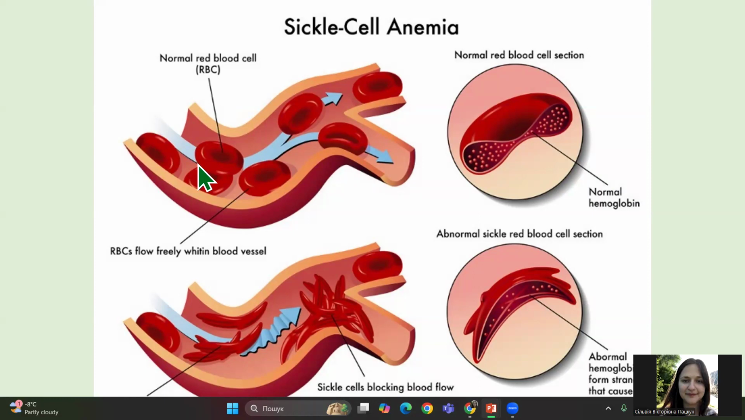So here we will see normal red blood cells. They can change their shape and move easily through the small vessels, because the smallest vessels have a smaller diameter than the size of erythrocytes. Due to this, they need to change their shape to move through them. And here we can see sickle cells, which block the small vessels.